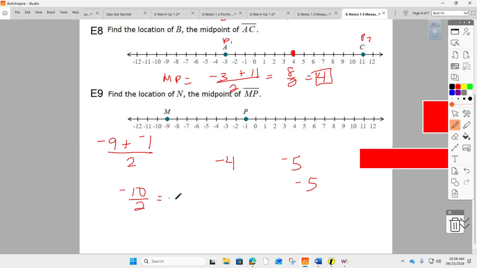You see the difference, Braden? So if I had to guess, I'd say either you didn't use your calculator or you didn't put the negative for that one behind it. Does that make sense? So be careful about that. So the midpoint is -5. All right, any questions?